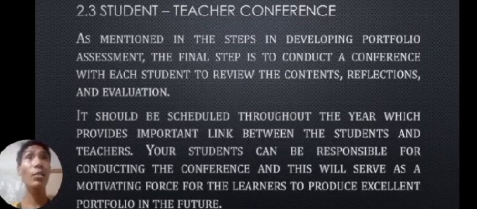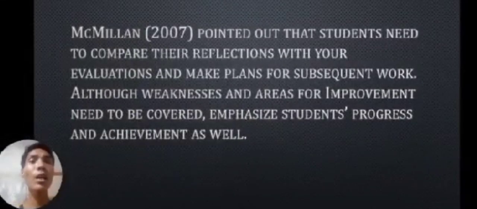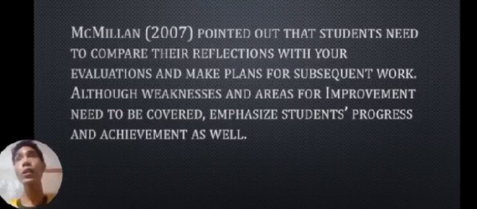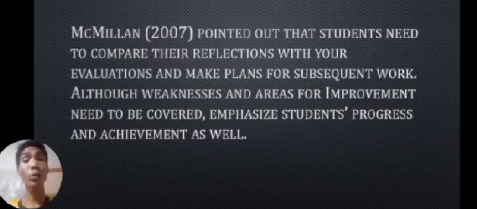According to Macmillan 27, pointed out that students need to compare their reflection with evaluation and make plans for subsequent works. So giingon rin ni Macmillan pointed out that student needs to compare their reflections with evaluations and make plans to subsequent works. Ang students is need po mo compare sa ilahang works sa kauban nilang estudyante sad para makabalo sila kung unsa kay kulang sa ilang portfolio para inig ka-evaluate ni ma'am ni sir or inig ka-evaluate sa teacher is masakto na ni siya.